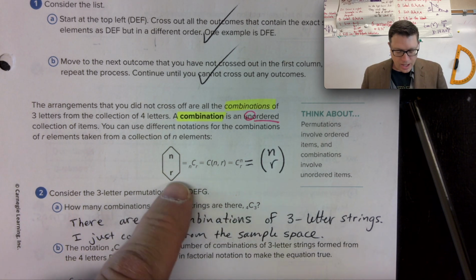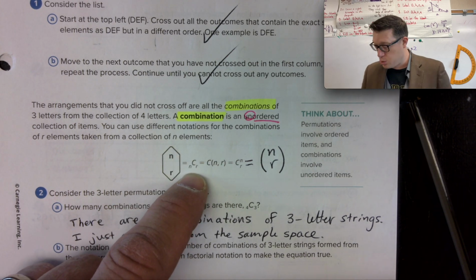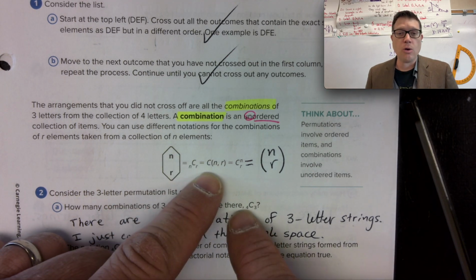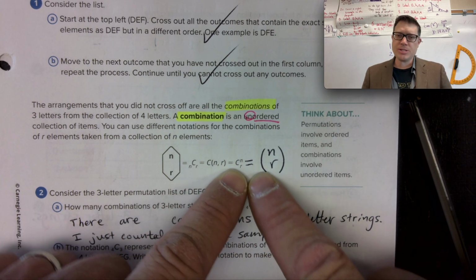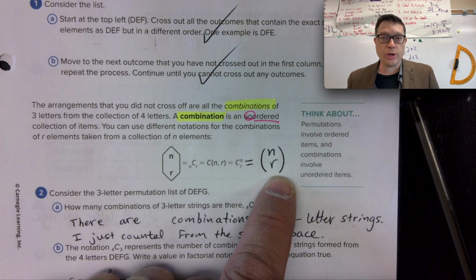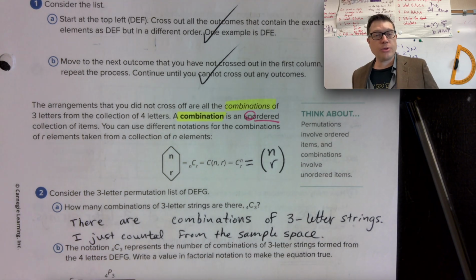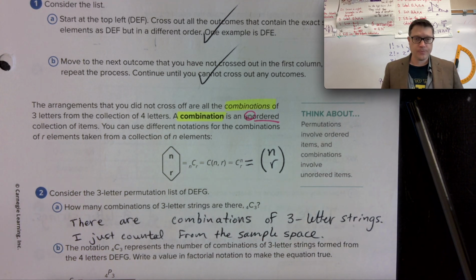You can use different notations for the combinations of R elements taken from a collection of N elements. They have this hexagon diamond thing where N and R. We use the actual one from the calculator, nCr or C(n,r). Or this notation, and you'll actually see it later on with parentheses where it's a number over another number. So those parentheses are a way to let us know we're talking about the structure of a combination.